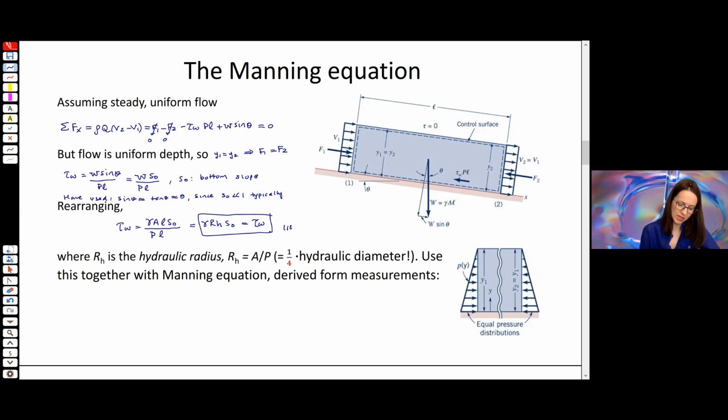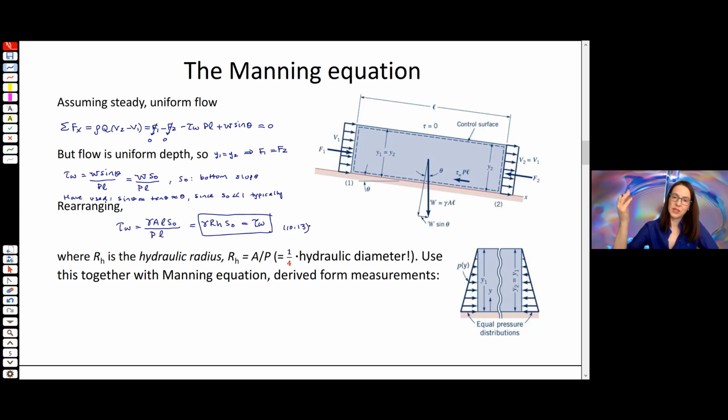This is 10.13. Right? So now we have an equation which is an expression for the wall shear stress in terms of the fluid you're dealing with. Usually it's water, so gamma, the hydraulic radius, and the bottom slope. So this applies again to steady uniform flow. Okay.